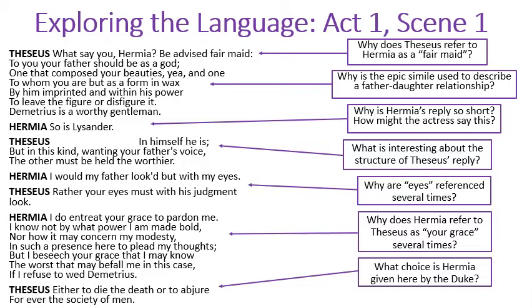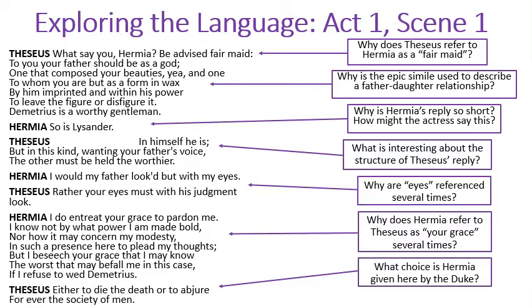Okay, so why does Theseus refer to Hermia as a fair maid? So think about that question. A fair maid. A maid is a woman, but someone who would be seen to be quite low on the hierarchy of status as well. Okay. Number 2, why is the epic simile used to describe a father-daughter relationship? So this is the simile of him referring to her as a candle. So why does he use this to describe the relationship between the two of them?